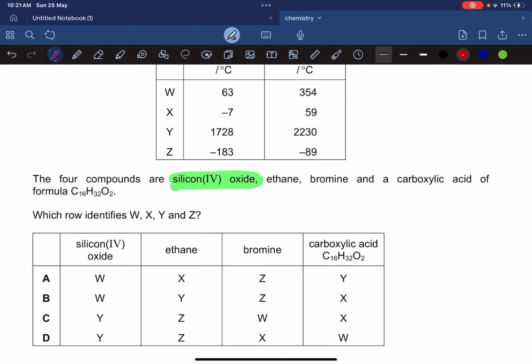I guess that's definitely Y. It's going to be silicon IV oxide. So Y is my silicon IV oxide. Okay, next thing, what do I have to look at is my ethane.